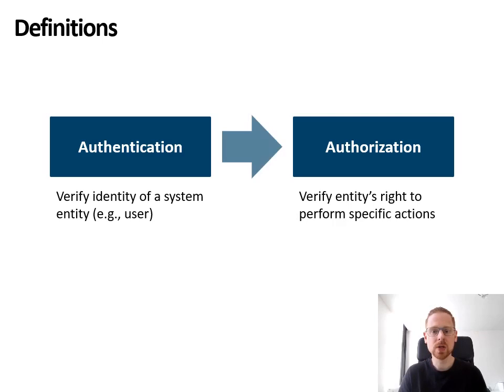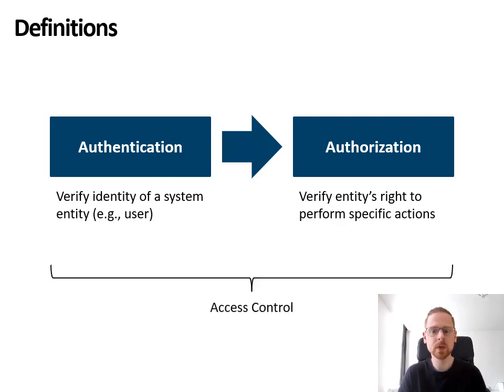As such, a system will generally first authenticate the user to make sure the user is who he claims he is, and then, based on their verified identity, the system or network will decide what kind of actions the user can perform. Combining authentication and authorization is referred to as access control.